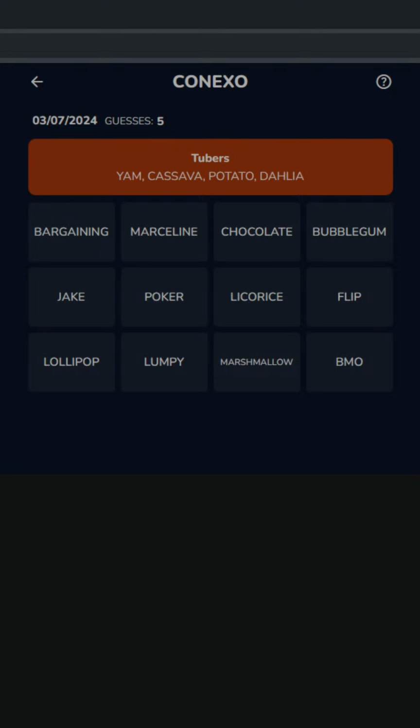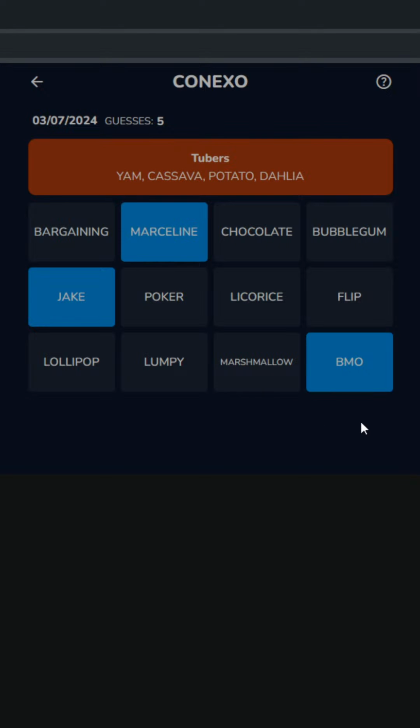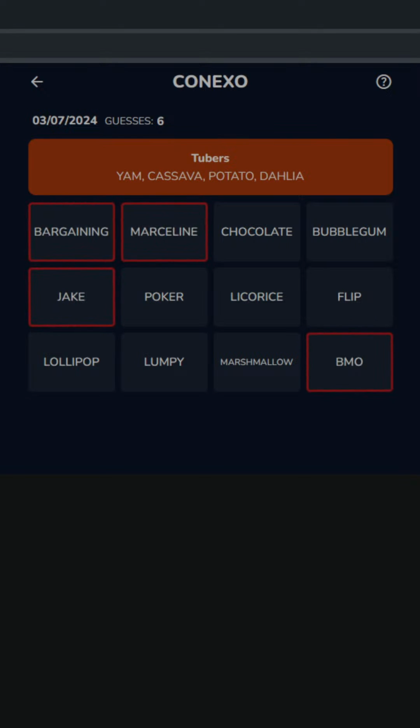Okay, what's the next group of words then? What does bargaining fit in with? BMO has to be Adventure Time. There's no way. BMO, Jake, Marceline. That was worth a shot. Maybe people Jake, Marceline bargaining.